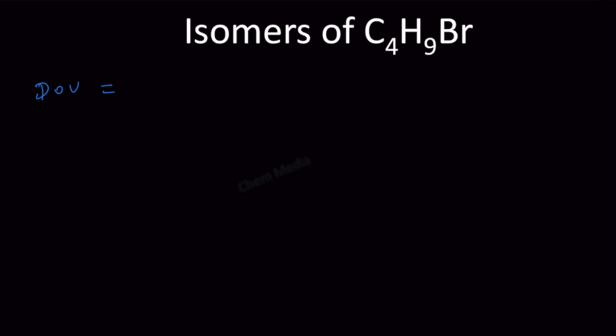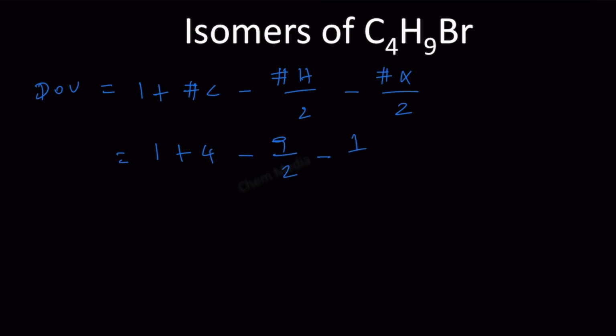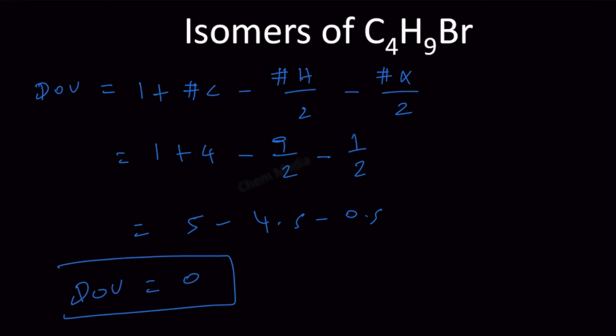Degree of unsaturation for this elemental composition is equal to 1 plus number of carbon atoms minus number of hydrogen atoms by 2 minus number of halogen atoms, that is X, by 2. Therefore, this is equal to 1 plus 4 minus 9 by 2 minus 1 by 2. So, 5 minus 4.5 minus 0.5. Therefore, degree of unsaturation for this elemental composition is 0. This means that we do not have to worry about carbon-carbon double bonds or rings. Everything is saturated. Let us write the isomers one by one.